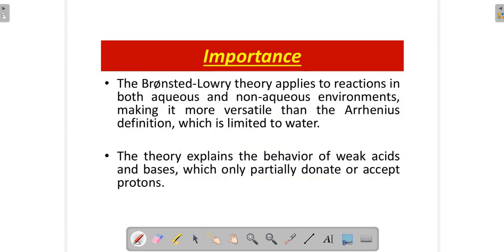That is the importance of the Bronsted-Lowry theory. The Bronsted-Lowry theory is very important and it applies to reactions in both aqueous and non-aqueous environments, making it more versatile than the Arrhenius definition, which is limited only to water, as I previously discussed. The theory explains the behavior of weak acids and bases like CH3COOH, which only partially donate or accept the proton. So these are the importance of this theory.